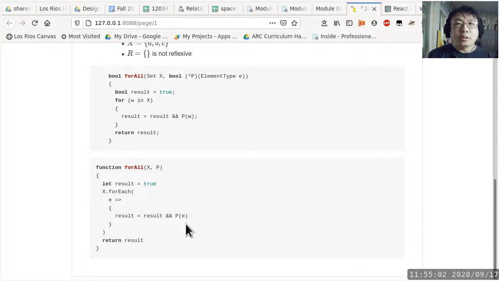But to answer Omar's question of why the empty relation on the empty set is symmetric, it has to do with how we initialize it.